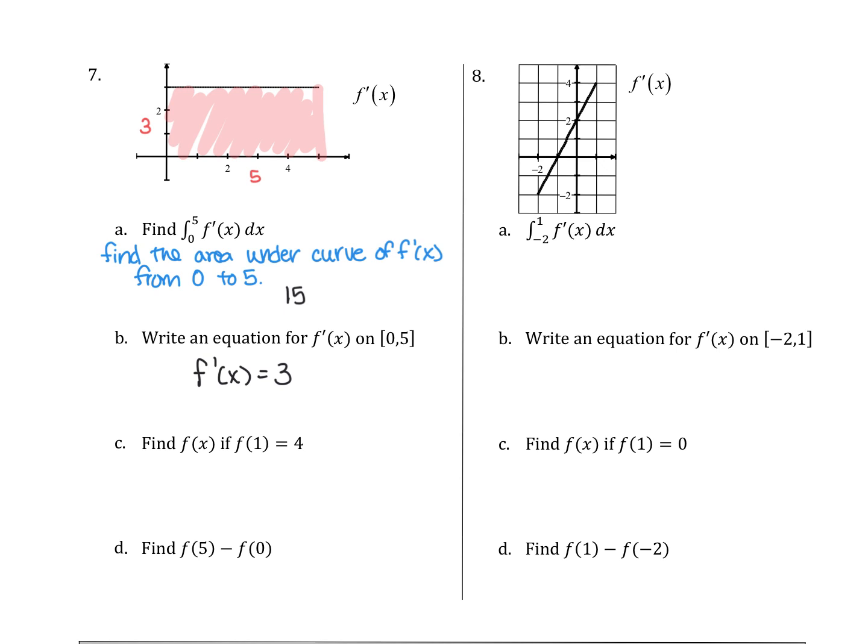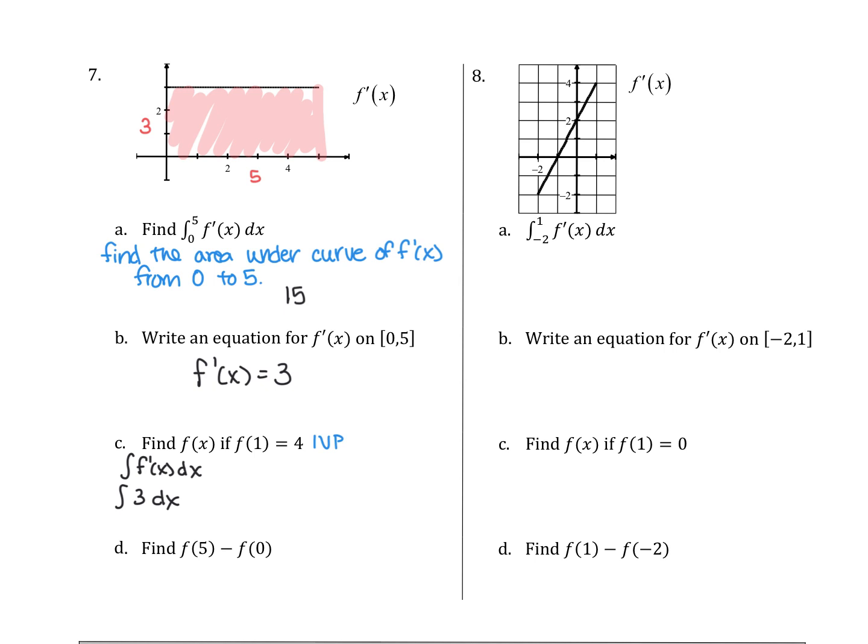And then it asks me to find f of x if f of 1 equals 4. Now, f of x is the antiderivative of f prime. So you guys, this is an IVP problem, meaning we've got an initial value. So what I need to do first is find the antiderivative and then solve for that initial value. So the antiderivative of f prime of x is what I'm tasking you to do. So this would be the antiderivative of 3 dx.